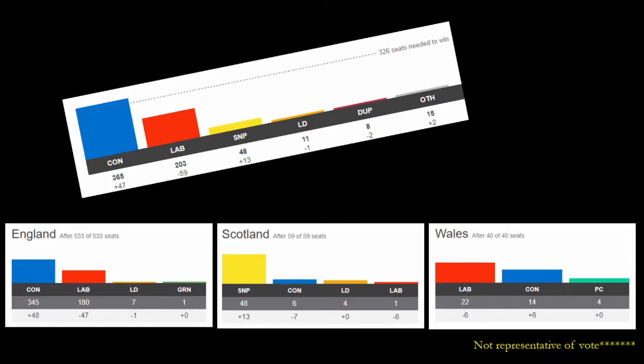But again, these seats aren't representative of the vote. So that means 20 out of 99 of the Scottish and Welsh combined seats were for Conservatives. So it just doesn't reflect. The Scottish and Welsh just don't want Conservative governments. They don't want austerity. They don't want Conservative policy. It's just not what they want.